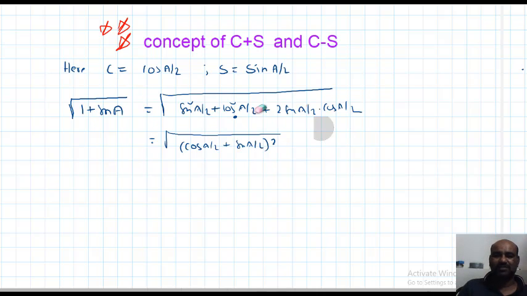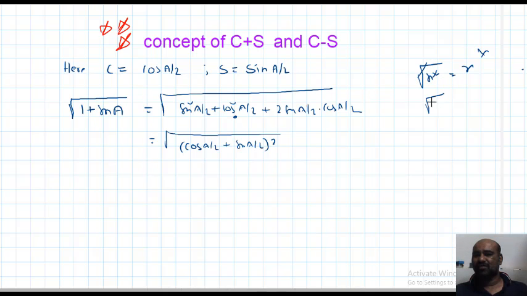Okay. So important thing is, root over x square means what? Not x only. X is wrong. Maybe minus x also. Cancellation is not a correct operation in mathematics. Root over x square stands for mod x. This is very, very important. Modulus concept is very, very important.